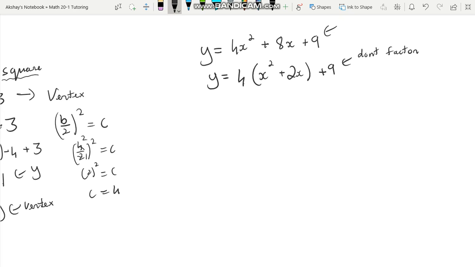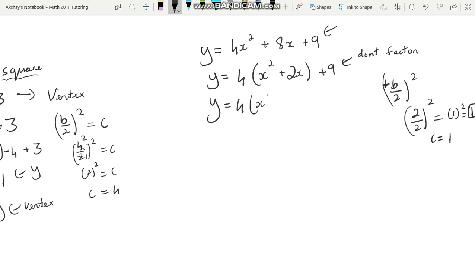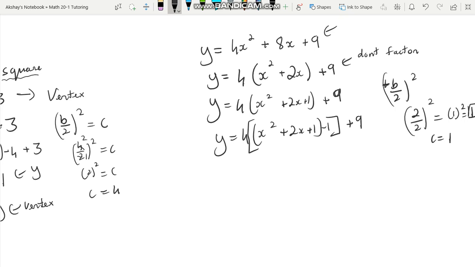Now to find my third term, I can use the formula b over 2 squared. My b is 2. So I have 2 over 2 squared, which will give me 1 squared, which is also just 1. So I know my third term is 1. So I have x squared plus 2x plus 1 plus 9. Now whatever I put in, I have to take out. So I have to take out my 1. So in this case, I've taken out my 1 and I'm at plus 9.